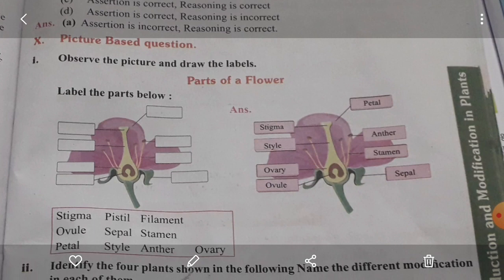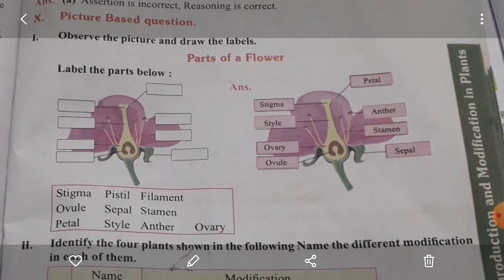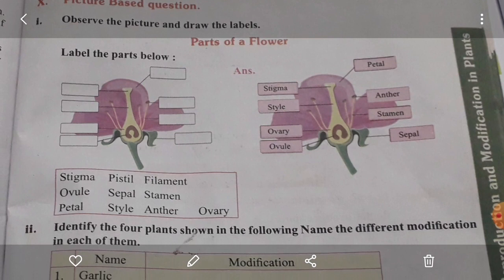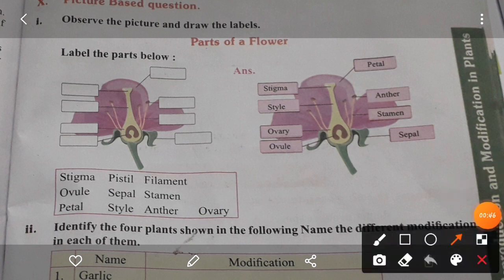And see the picture based questions, children. Roman letter 10. See the first one. Observe the picture and draw the labels. So this is your correct picture, children. Here this is called stigma, and here this is called style, and here this portion is called ovary, and this portion is called ovule. Is this clear to you?